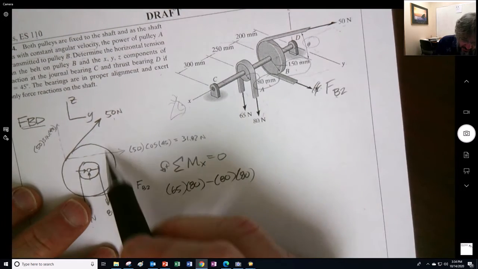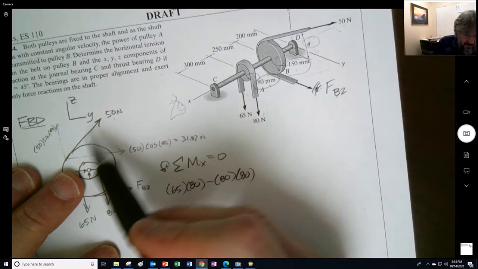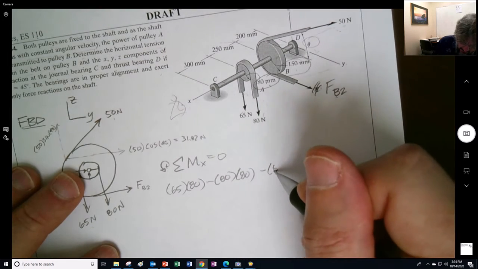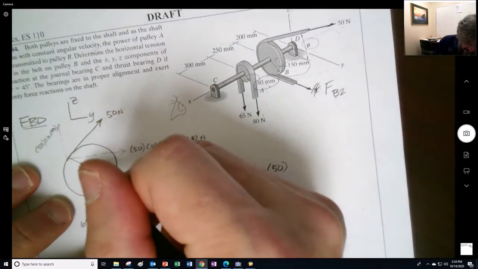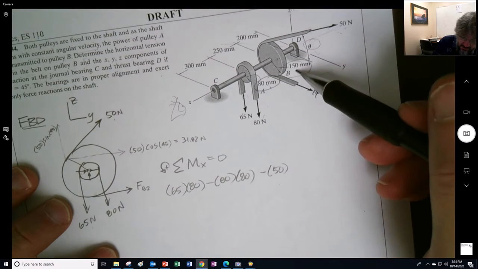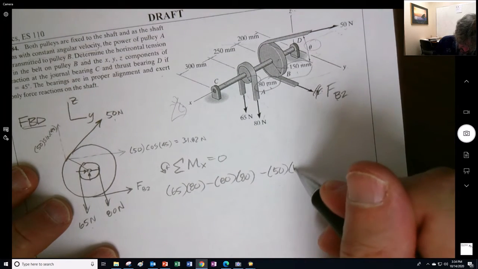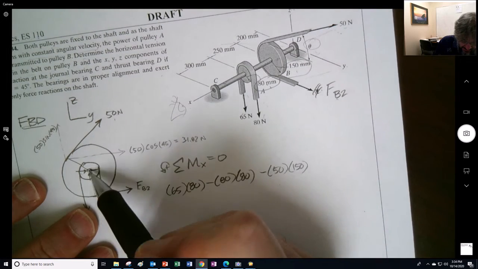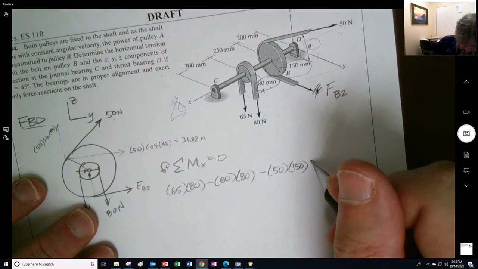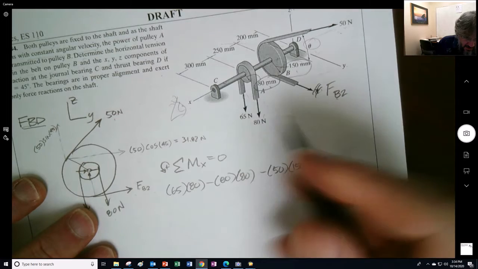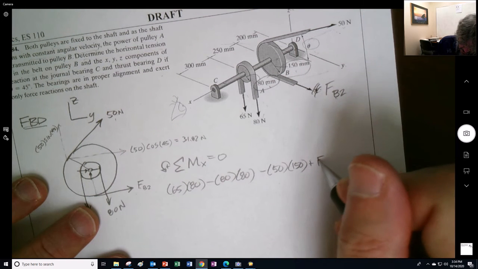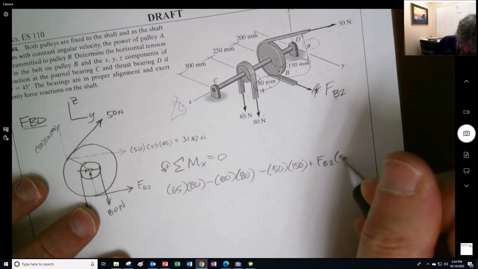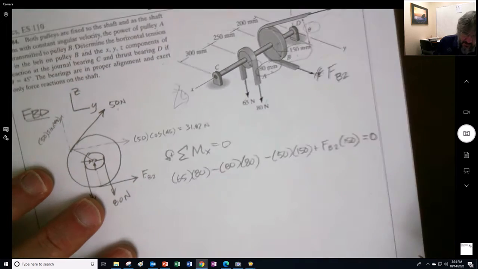And now we come into this guy. He is going clockwise, so negative 50, and his distance, that radius, happens to be 150. This guy is also 150, so that's where the word also came from. And he's going counterclockwise, so he's FB2 times our 150, and it has to be equal to 0.